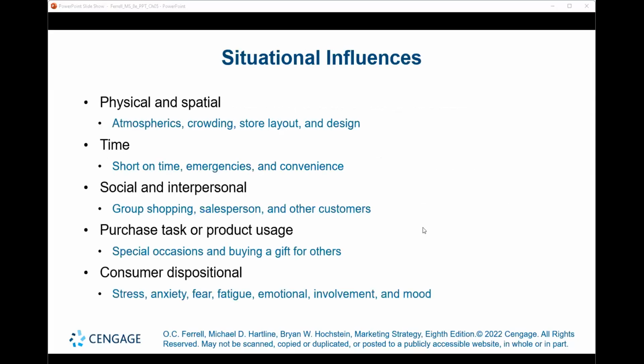Wow. Okay. And then finally, situational influences, which are atmospherics, time, social, the task or product usage, and the consumer disposition at the time, the stresses that we go through as well. Especially, I think the worst stress we have right now simply is that we don't have time to make choices anymore, even though some choices have to be evaluated. Now, at some point, you got to hold your breath and make a choice, but that may be the worst of all.